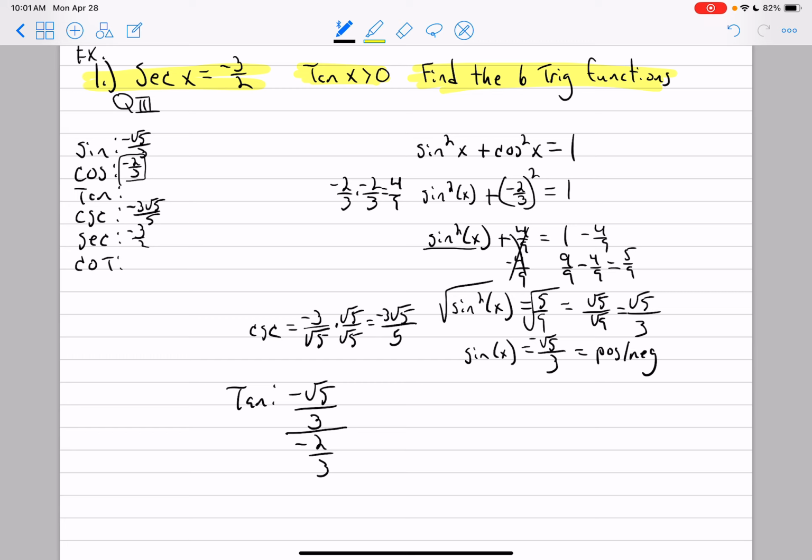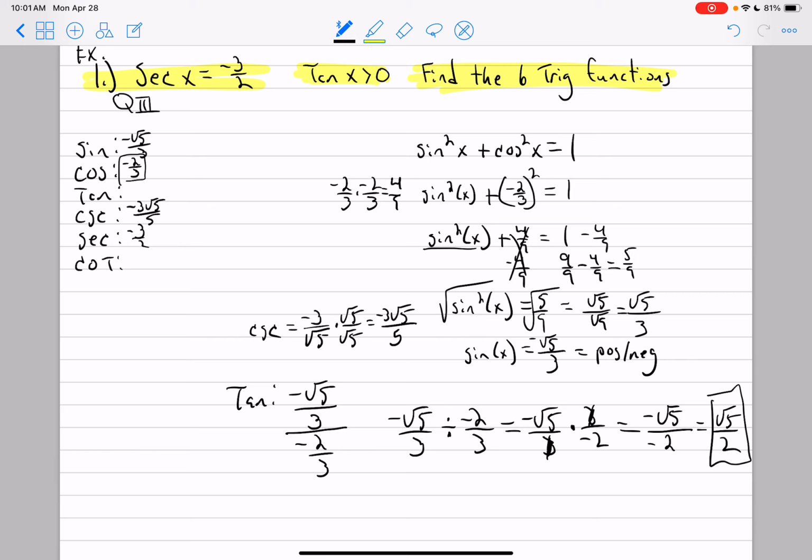Well, if I want to do that, I'm going to write it a different way. I'm going to take negative root 5 over 3 divided by negative 2 over 3. Then I'm going to be like, well, how do I divide fractions? I flip the second fraction and I multiply. So negative root 5 over 3 times 3 over negative 2. And I'm going to cancel these 3's out, and I end up with negative root 5 over negative 2, which is root 5 over 2.